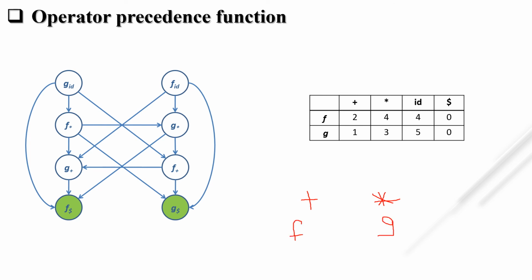So what is f of plus? What is the answer here? 2. So I write 2 here. What is g of star? g of star is 3. What is the maximum? 3 is the maximum. So what is the precedence? This one.